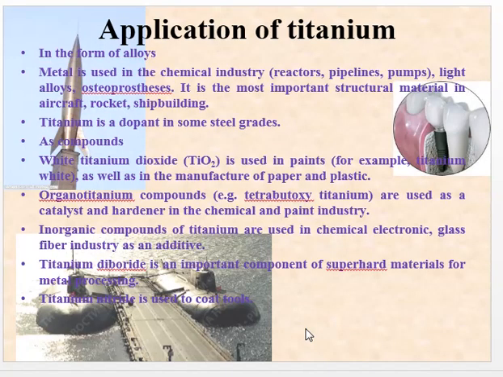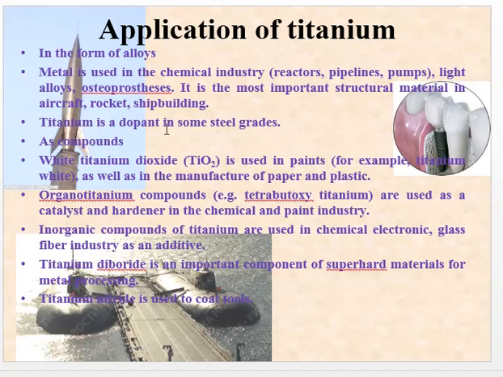About application, for example, where we can apply titanium. In the form of alloys, titanium is used in the chemical industry, reactors, pipelines, pumps, light alloys, osteoprosthesis. It is the most important structural material in aircraft, rocket, and ship building. Titanium is a dopant in some steel grades.